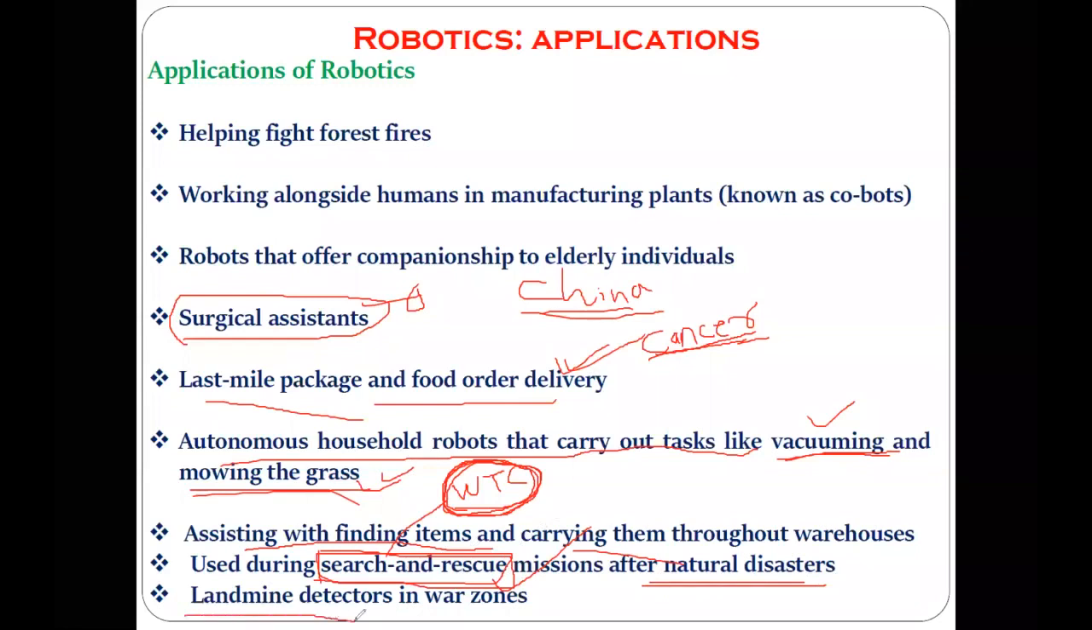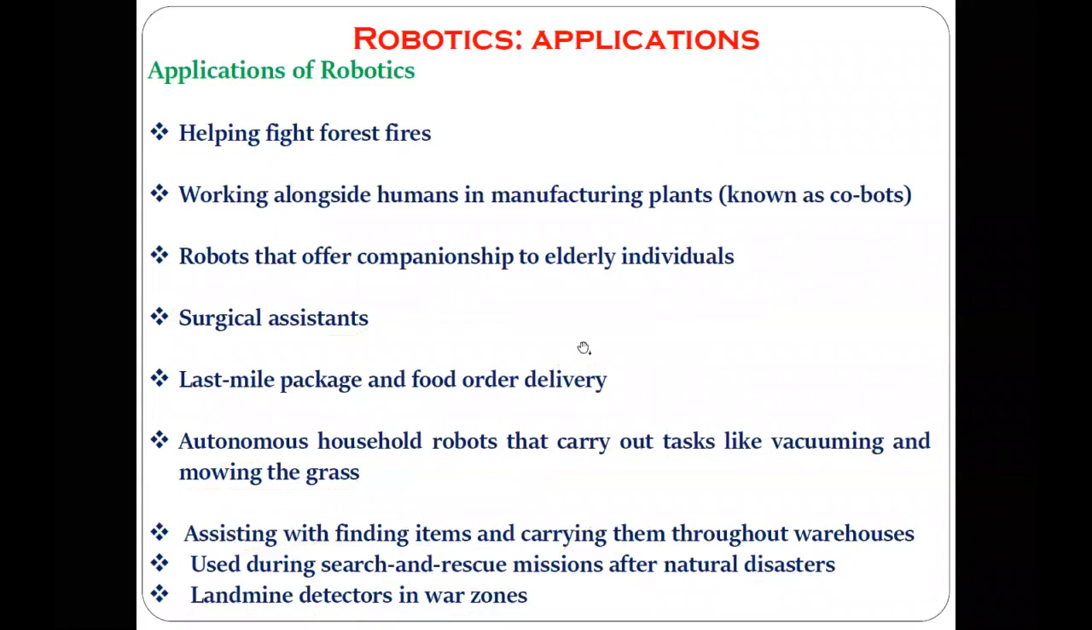And lastly, we already have discussed detecting landmines. Landmines are bombs buried in the ground, and when someone steps on them, they explode in a blast. To detect them also, there is a utilization of the robot. So there are various other applications of robots available in the market. And as I said, robots are mostly utilized to do work where there is a danger to the life of a human being.